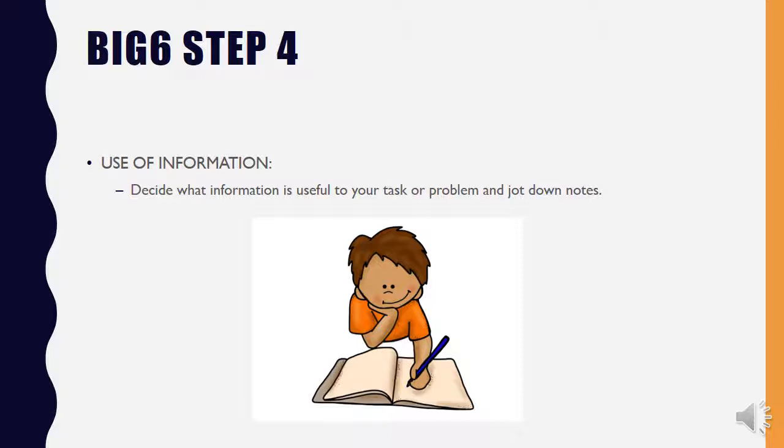Step 4 is use of information. In this step, you will decide what information is useful to your task or problem, and you'll begin to jot down notes of information that you think will help your research.